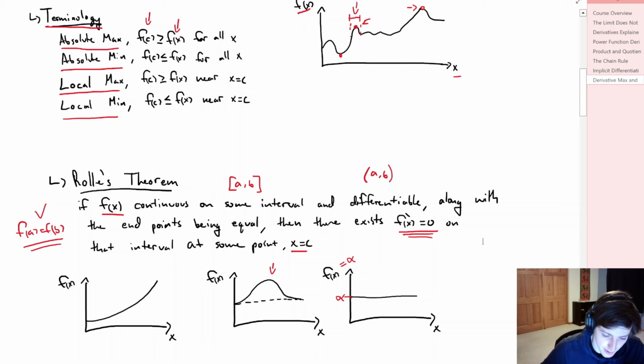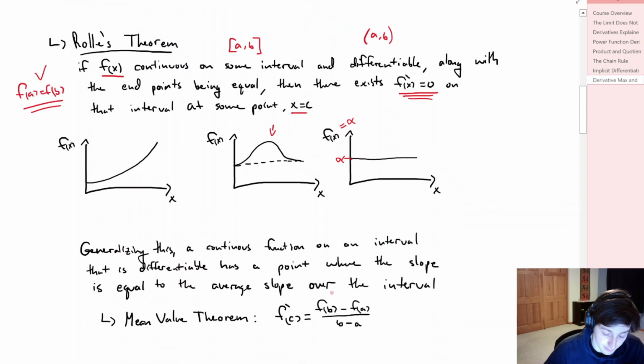But this isn't the only theorem that we have to consider, and we can actually generalize this. Again, if we have a continuous function on an interval and it's differentiable, then we can say that that function has a point where the slope is equal to the average slope over that entire interval, or we can express that like an equation, and that is what we're going to define as our mean value theorem.